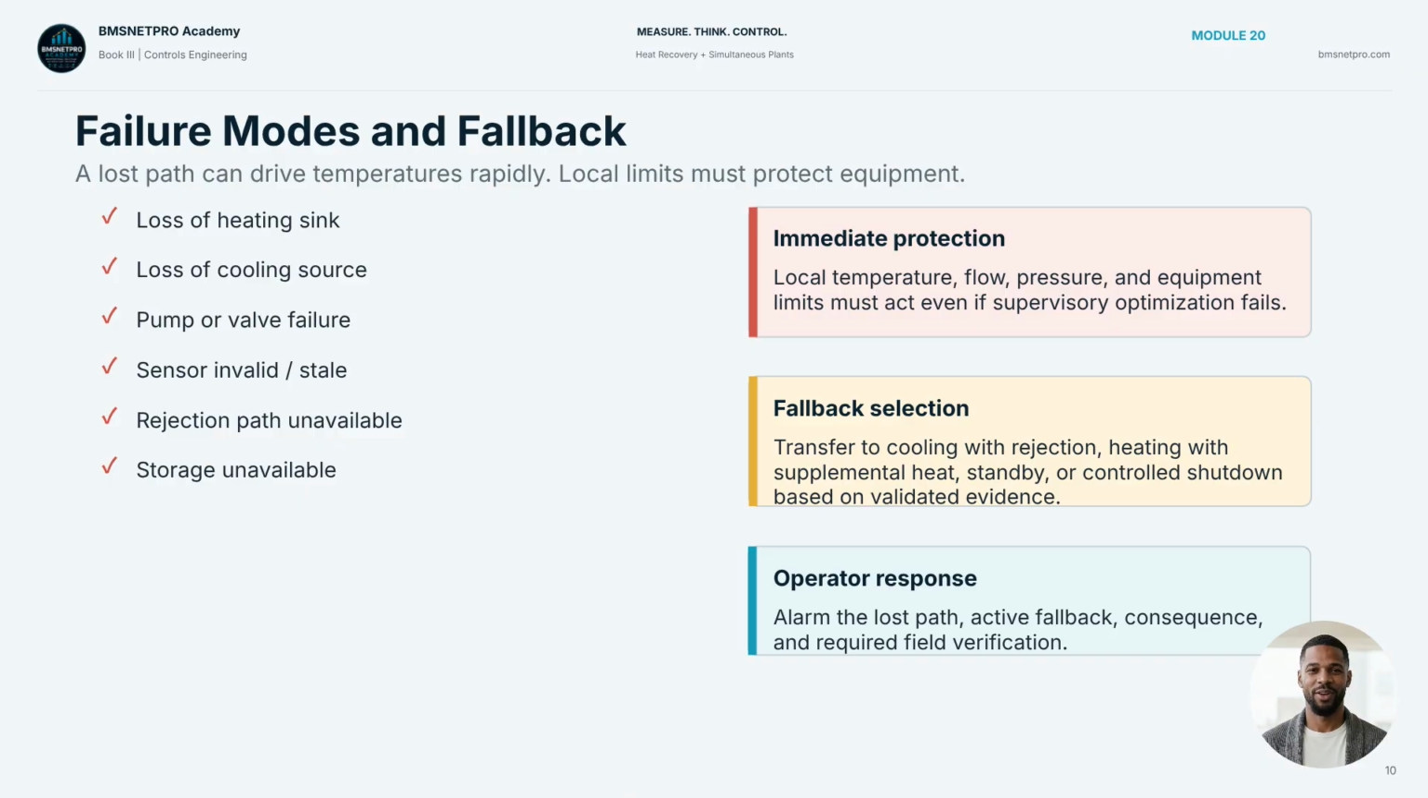The sequence must address loss of a heating sink, cooling source, pump, valve, sensor, storage path, or rejection path. A heat recovery plant can drive temperatures rapidly when a path is lost. Local limits and high priority interlocks should protect the equipment while supervisory logic selects a fallback mode. The alarm should tell the operator what path is lost, which fallback is active, and what field evidence should be checked.